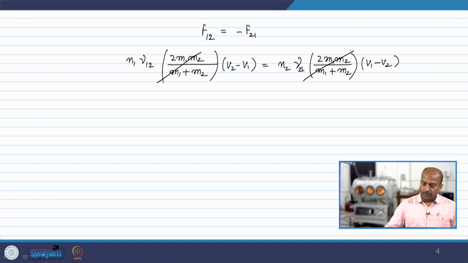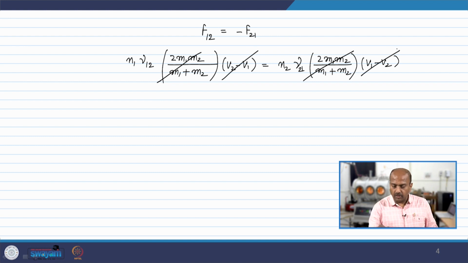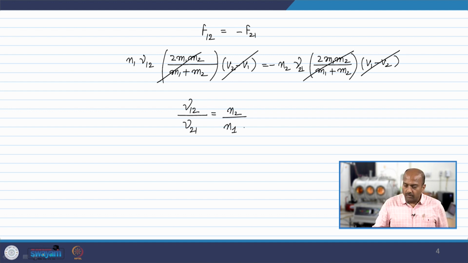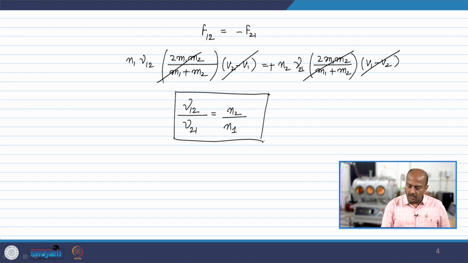Of course, this can be cancelled, which will give you a minus sign here. So, nu 1 2 divided by nu 2 1 is nothing but n2 by n1. Of course, there is a minus here already, so this will give you plus. So, what does it mean? The collisional frequency of species 1 colliding with 2 is inversely proportional to the number density of species 1. This is one very important relation.